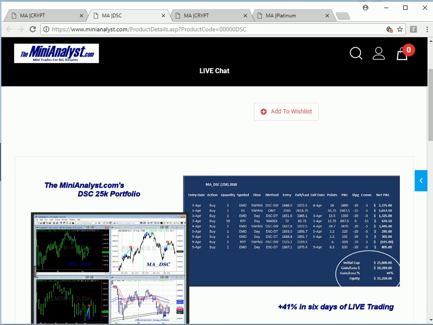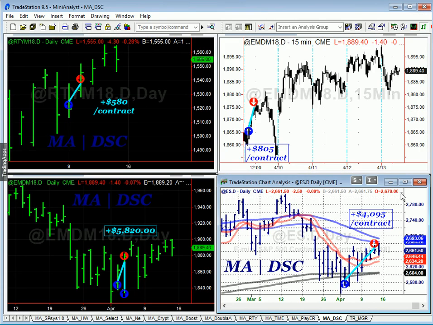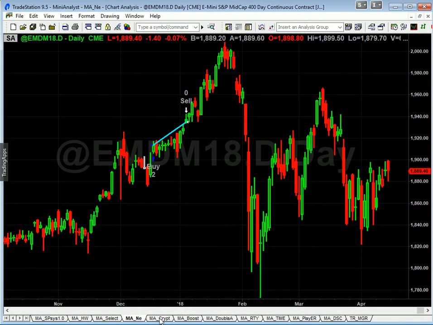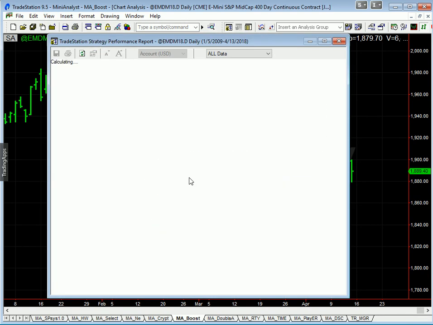The Crypt just closed out. We just closed out the trade on the DSC, $4,000. No trades really in the Select, Main, Crypt. Look at the Boost. Look at the Boost. You would think, wow, loss, loss, loss, loss. Whoa, impressive gains. Loss, loss, loss, loss, loss. Until you go, you're like, wow, that looks a little dicey.